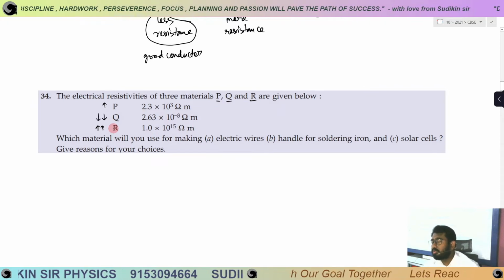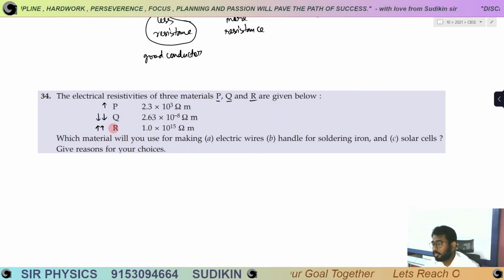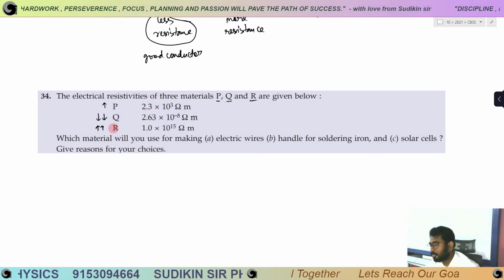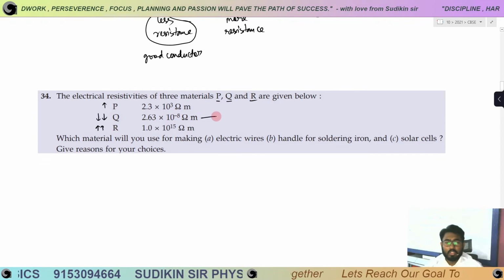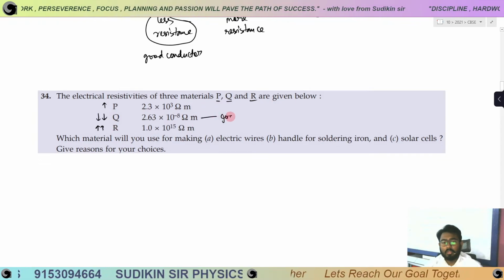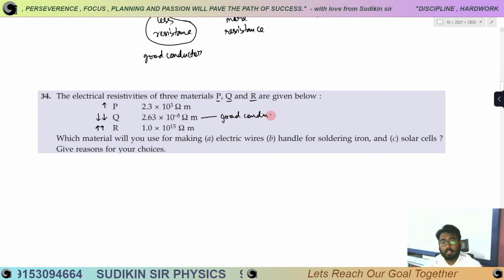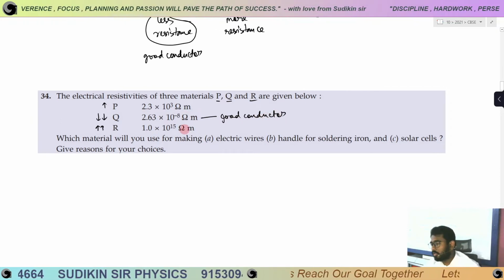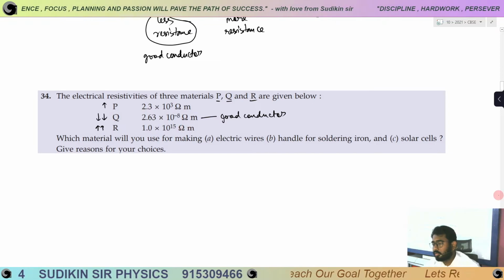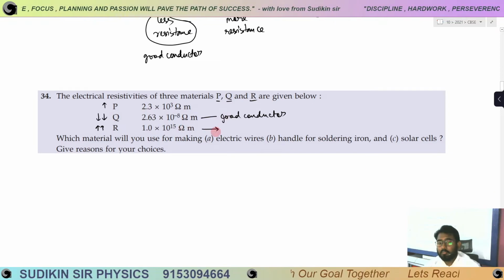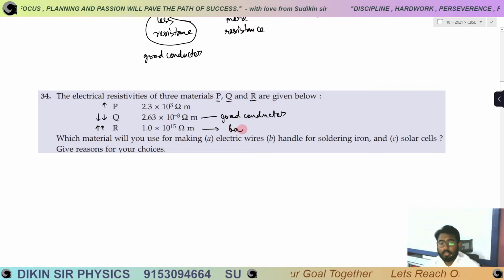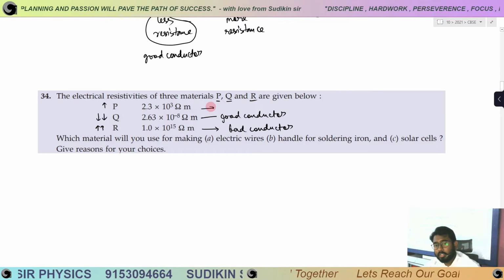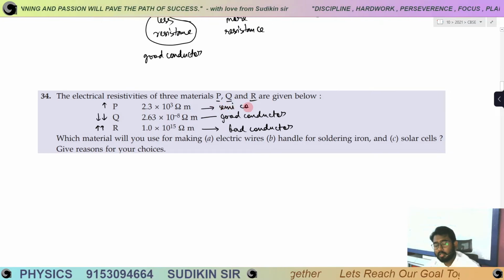Now tell me, who has the least resistivity? Semiconductor, insulator or good conductor? Least resistivity means it allows more current to pass. So who will be that? Good conductor. So this will obviously be good conductor, right? Okay. Now out of both of them, who will be the bad conductor or insulator? R, because it has the maximum resistivity, right? So this will be bad conductor. Okay. Now this will be in between them. So this will be semiconductor, right?